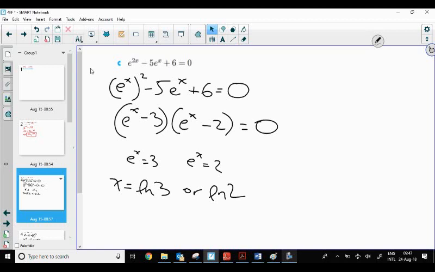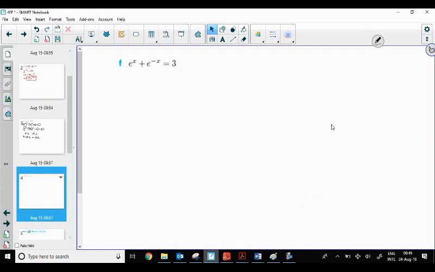Let's look at one that's a little bit tougher. Now this one, at first glance, doesn't look like it's going to be quadratic, but it actually reminds me of a problem we saw in chapter 1. Because if I multiply every term here by e to the x, I'm going to get e to the x squared plus 1 is equal to 3e to the x. And now it's quadratic, just like the last one. Except this time it's not going to factor, so I'm going to need to use the quadratic formula.